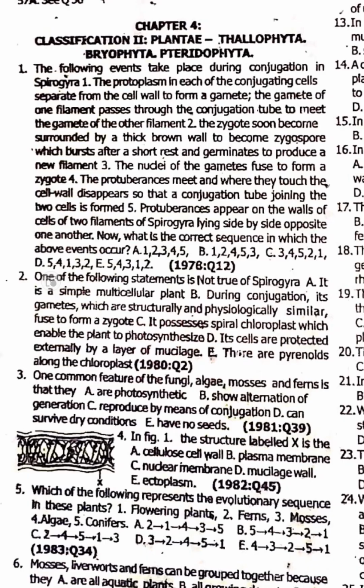The protoplasm in each of the conjugating cells will separate from the cell wall to form a gamete. The gamete of one filament will pass through to the other one. Then the 3, which is the third one: the nuclei of the gametes will fuse to form a zygote. And the last one, which is the 2: the zygote will soon become surrounded by a thick brown wall to become a zygospore. So number 1 is option D. Arrange them. Go through it again and again.